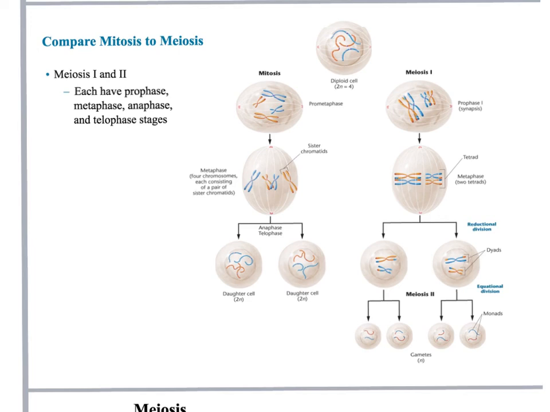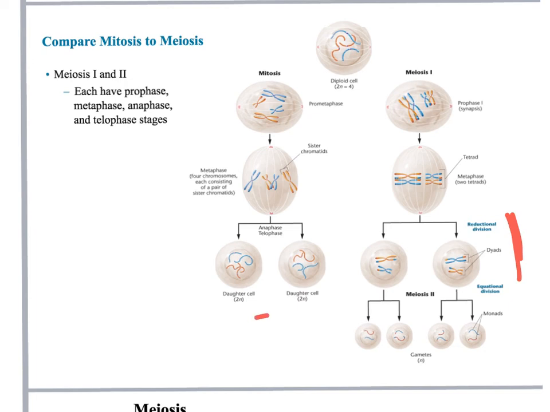And then here are meiosis 1 and 2 similarities. They each have prophase, metaphase, anaphase, and telophase stages. But then there's also similarity between meiosis and mitosis. So you can see the same set of phases where you get your daughter cells. But here's where the reductional division is occurring. So we don't see that in mitosis.